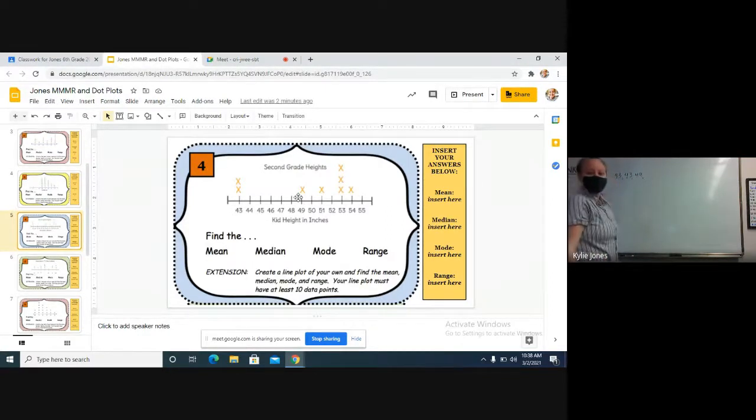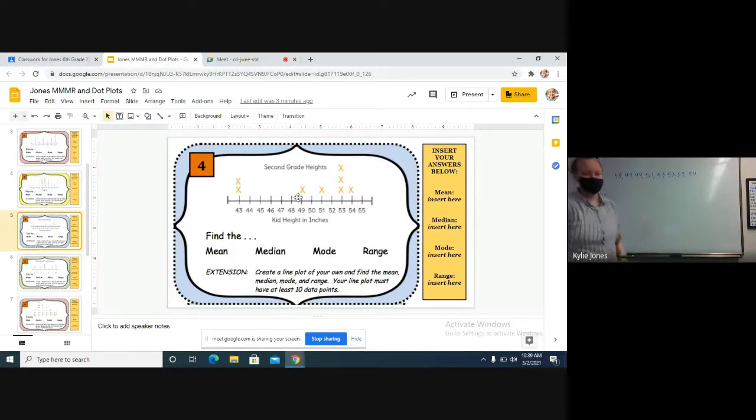What about 50? Good. 50 does not have an X. We do not write it down. What about 51? One. There's one 51. Good. 52? Zero. No X's. We do not write it down. What about 53? Three. 53, 53, 53. And then 54? One. Do I write any other numbers down? Nope. The rest of them have no data. So this is a smaller set of data. We just have bigger numbers.